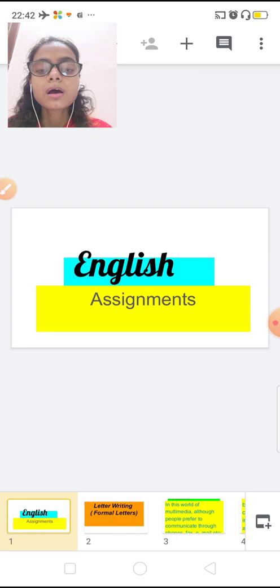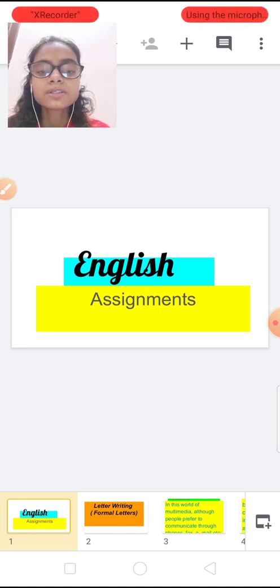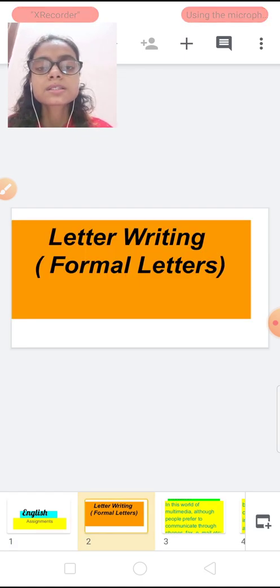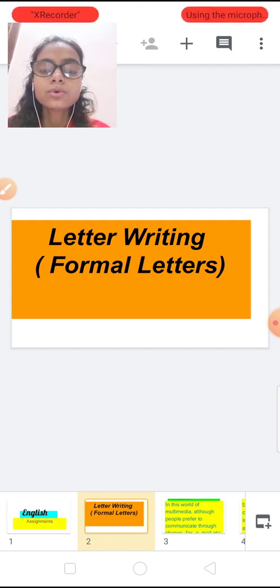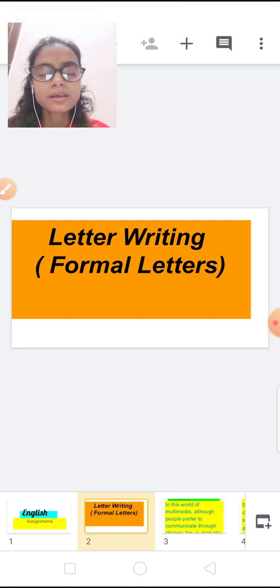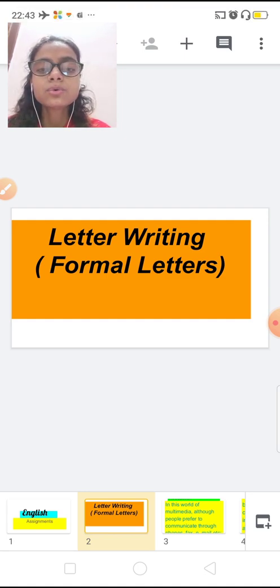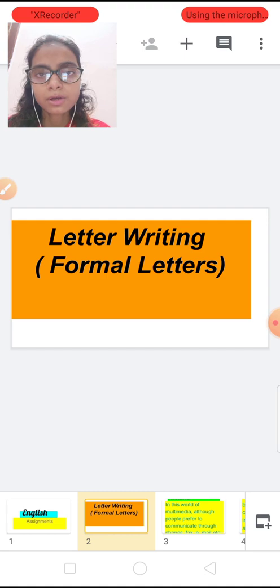So the first assignment which I'm going to tell you is letter writing, basically formal letter. This letter writing I have already taught you in the previous sessions. Let's do one recall because today for the internal assessment I'm going to assign you one letter writing activity. So let's do a small letter writing recall.